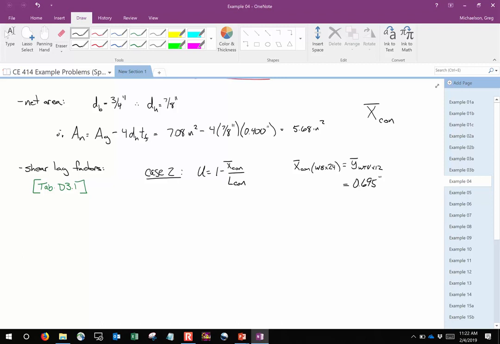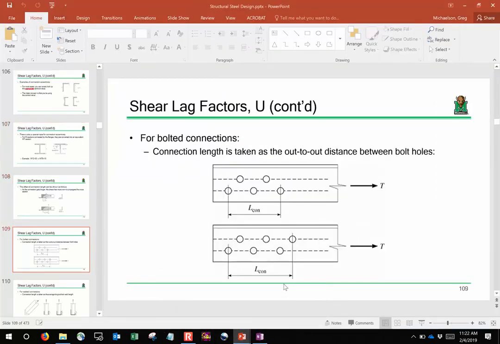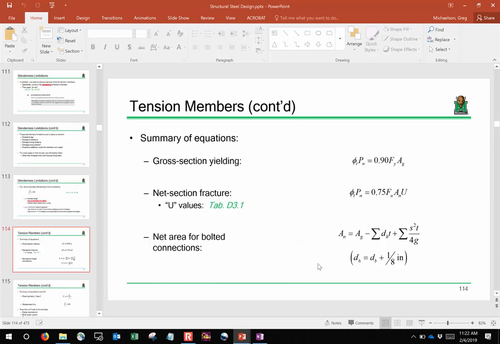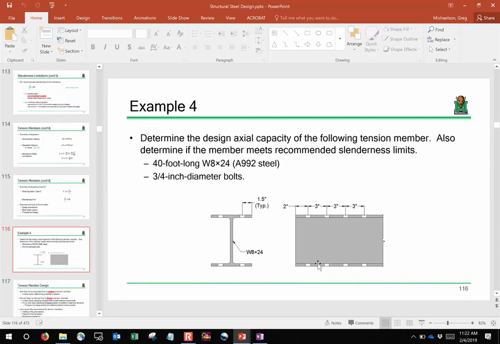Everybody good? Now, what about the connection length? How do we define the connection length? The center to center of the outermost bolts, right? So remember, we're looking for this dimension here, out to out on the center to center bolt spacing. So what is that for our problem? Let me skip ahead a little bit. 9 inches, right? It's not 11. It's 9, okay? We don't consider this little bit. Everybody okay with that? Make sure you're clear on that.